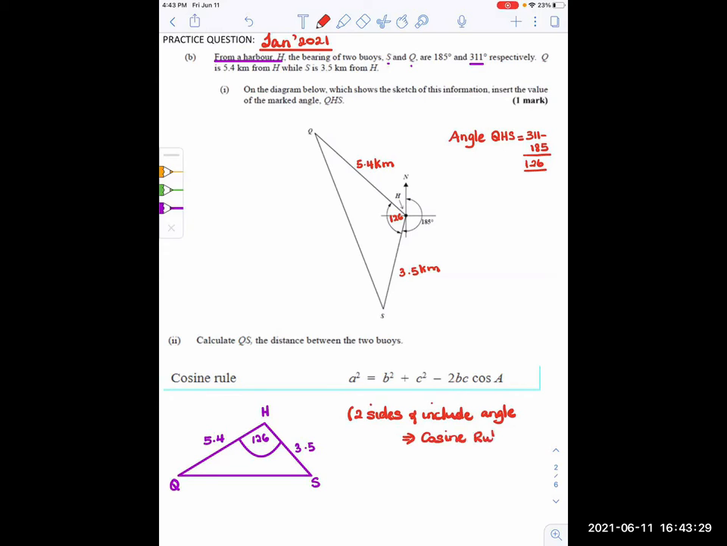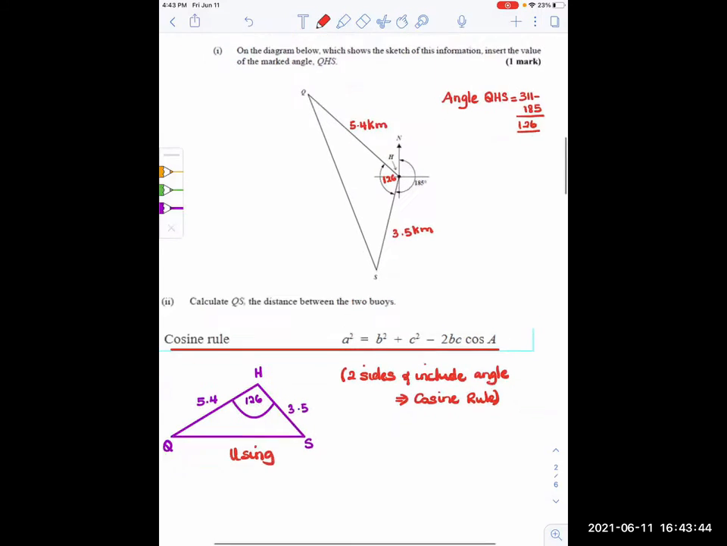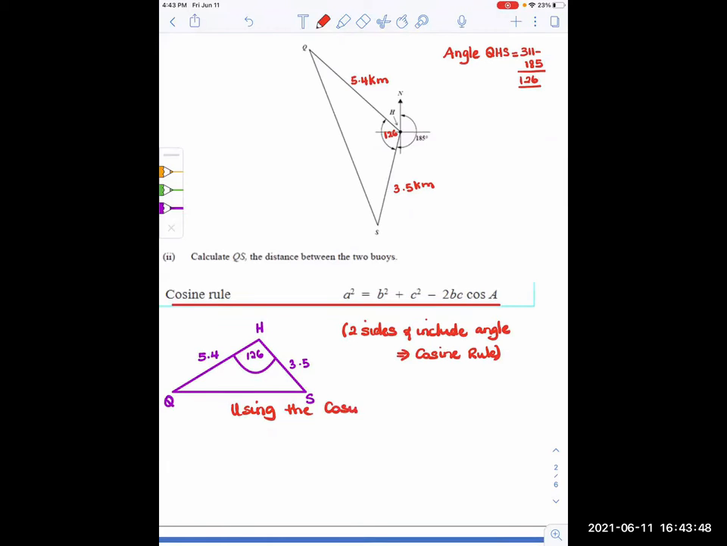And in your front cover of your mathematics past papers, all the rules are there if you forget it. So look, I have the cosine rule. I placed it for you in the question. So follow with me and then you will write, okay? Using the cosine rule. What does the cosine rule say? Well, let me tell you. The side opposite the angle, which is QS squared is equal to this side squared, 3.5 squared, plus 5.4 squared minus 2 by 3.5 by 5.4 multiplied by cosine 126.